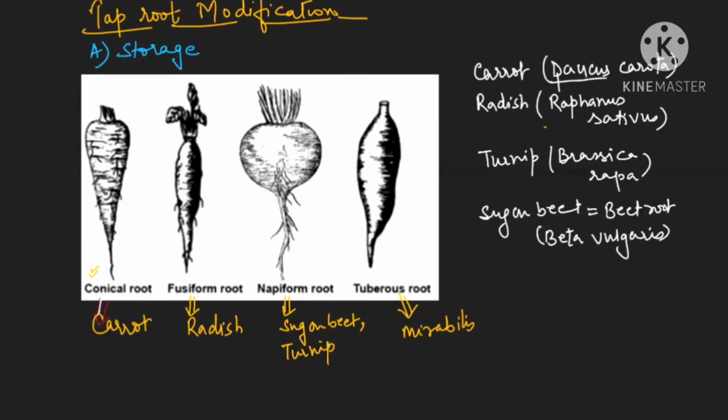So this biological name, try to develop the habit of learning slowly. Okay, because this will be important for your competitive point and it will be helpful for your competitive exams then. So these are the taproot modifications for the storage.